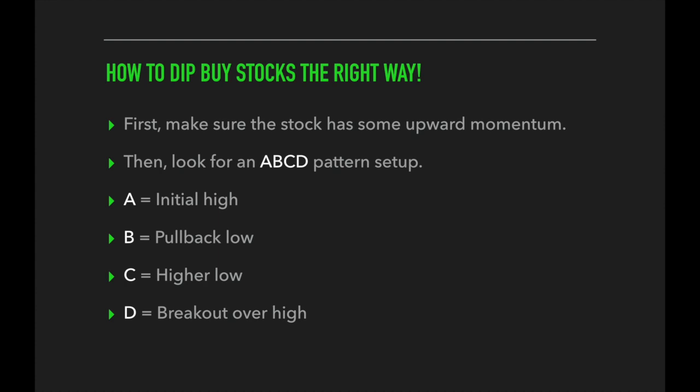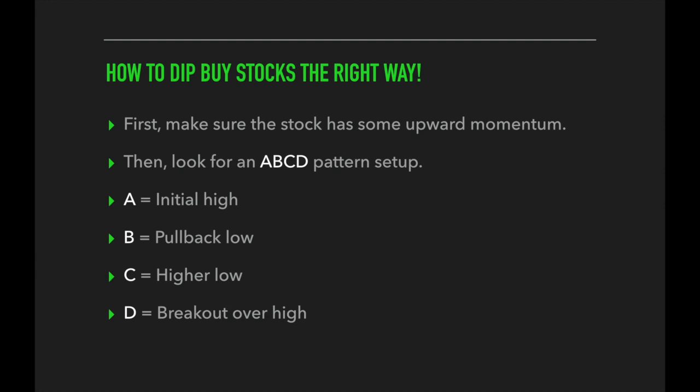What we want to see when we're looking to dip buy a stock is 4 main points, and these 4 main points give us the entire pattern itself. Those 4 points are A, B, C, and D. The A of this ABCD pattern is the initial high, and this happens after some kind of spike or upward move, showing us that this is a bullish stock that's potentially worth buying the dip on. Once it hits that initial high and starts to pull back, the point at the high is our point A.